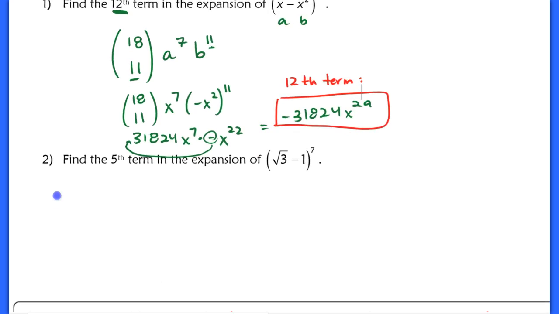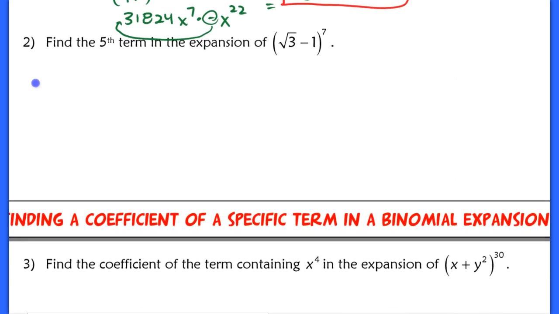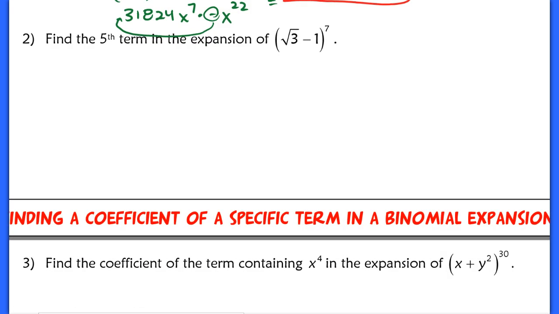All right, let's try another one. We're going to find the 5th term in the expansion of (root 3 minus 1) to the 7th power. So we know that for the 5th term, the binomial coefficient should be 7 choose 4, a to the 3rd power, and b to the 4th power.